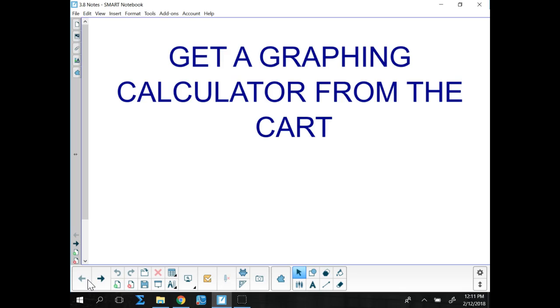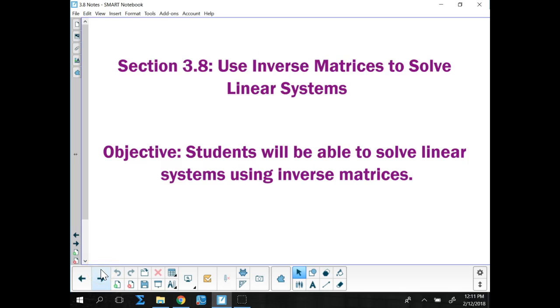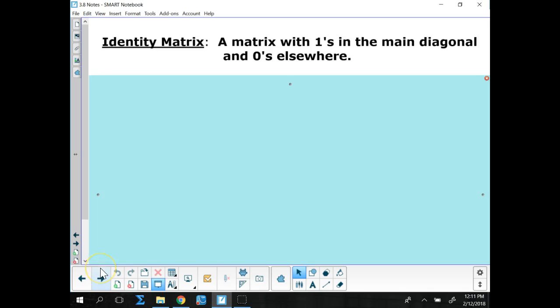Alright, so let's dive into it. Here we go. We're going to use inverse matrices to solve linear systems today. So, an identity matrix. There are 2 special matrices out there in the world. One is the identity matrix. One is the inverse matrix.